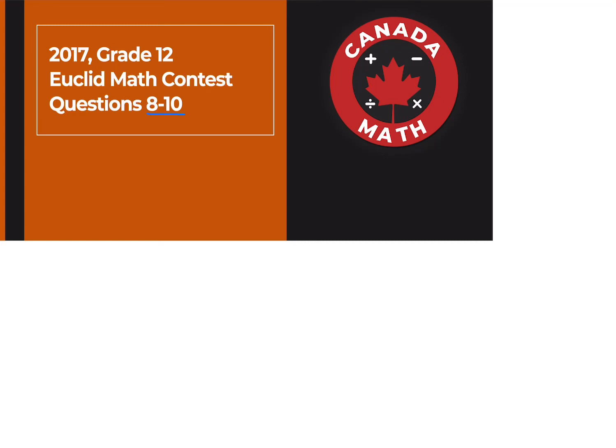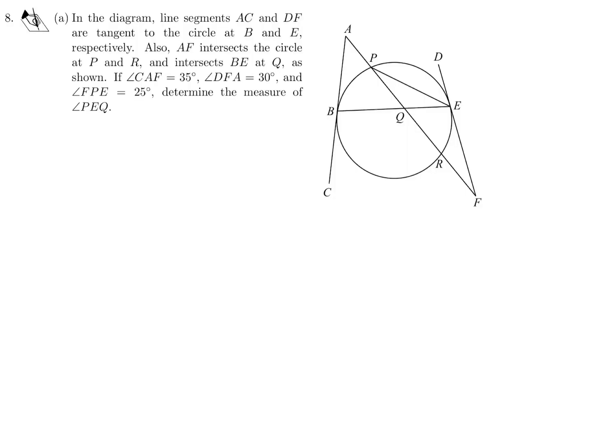Questions 8 through 10 on the 2017 Grade 12 Euclid Math Contest. In the diagram, line segments AC and DF are tangent to the circle at B and E, respectively. Also, AF intersects the circle at P and R and intersects BE at Q. As shown, angle CAF is 35, DFA is 30, and FPE is 25. Determine the measure of angle PEQ.